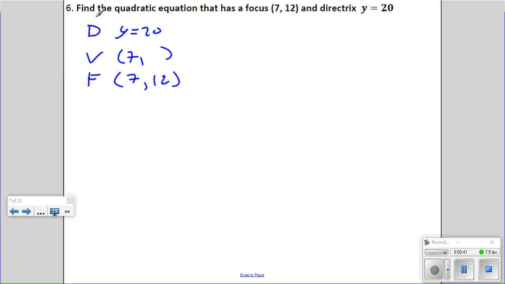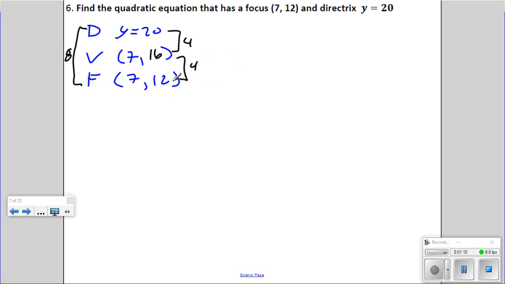So the total distance from D to F is 8. Half of 8 is 4. So if I go 20 down from 24, I should be at 16. And same thing here. If I went from 16 to 12, I went 4 down. Again, the vertex is always smack in the middle, so it's always halfway.